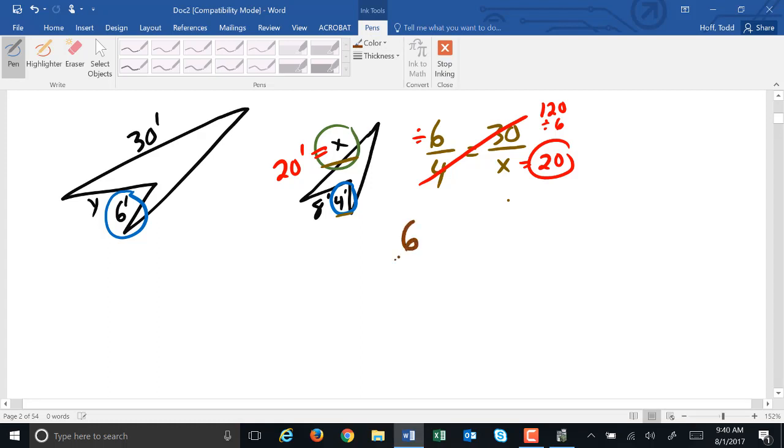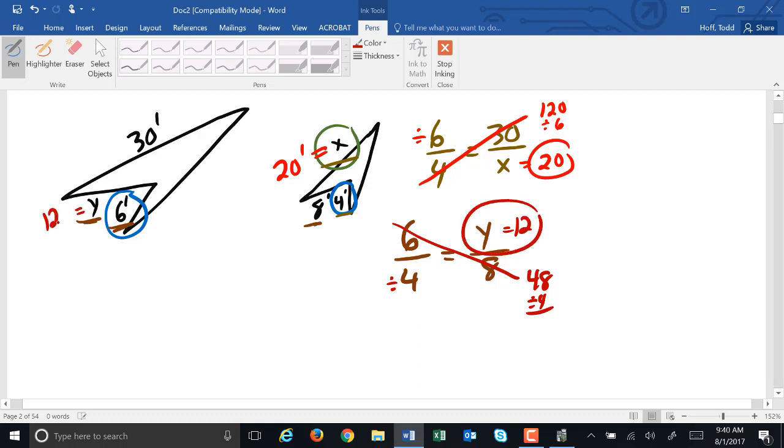To find y, we still have that relationship of 6 and 4. Is y going to go with the 6 or with the 4? The 6. It's from the same figure as the 6. What goes below the y? The 8, because the 8 is the corresponding side from the other figure. So now we will cross multiply. What two numbers do we multiply? 6 times 8 are on the diagonal of each other. That's 48. And we divide by the 4 gives us that y equals 12. So 12 feet is y.